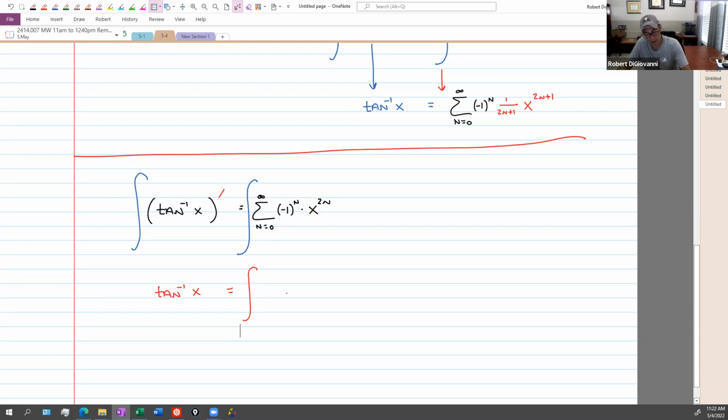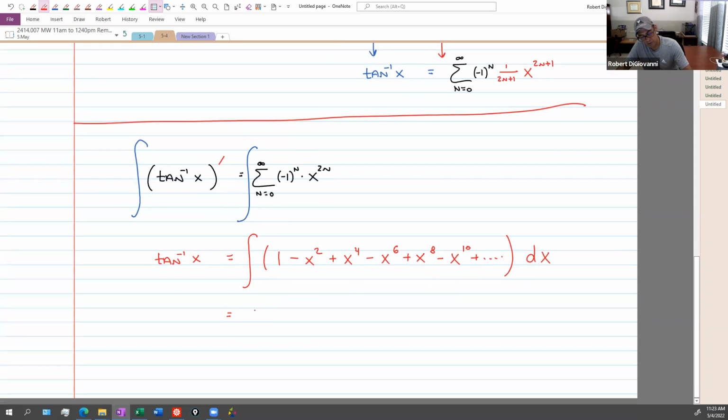So if n is 0, I get 1. Then if n is 1, I get a negative, and then I get x squared. And then if n is 2, I'm going to get a positive, and then x to the 4th, then a negative x to the 6th, then a positive x to the 8th, negative x to the 10th, plus dot, dot, dot, dx. That's what I'm trying to do, find the antiderivative of this. So do you see I'm not going to use the power rule. I'm actually going to integrate each of these term by term. This will give me x minus 1/3 x cubed plus 1/5 x to the 5th minus 1/7 x to the 7th plus dot, dot, dot. We understand the pattern there?